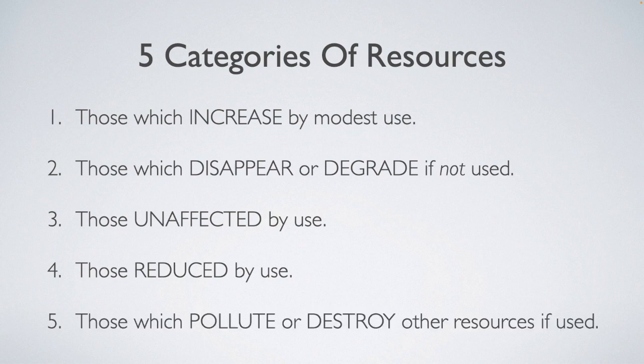And then category 5, these are the ones we really want to avoid, those which pollute or destroy other resources if they're used. So examples include residual poisons that might get dumped into ecosystems from industrial centers. We saw a lot of this in the late 19th, early 20th centuries. Toxic waste in rivers, toxic gases into the air. Obviously, that's still continuing to this day.